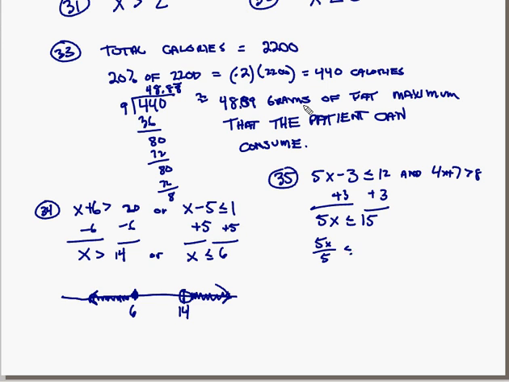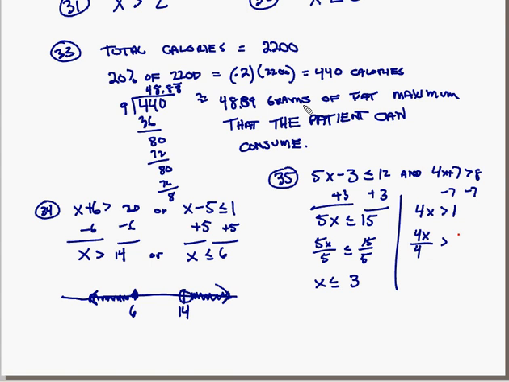Going to the other side, here I'm going to subtract 7 from both sides of this inequality, so I get 4x is greater than 1. And then divide both sides of the inequality by 4, and I get x is greater than 1/4.